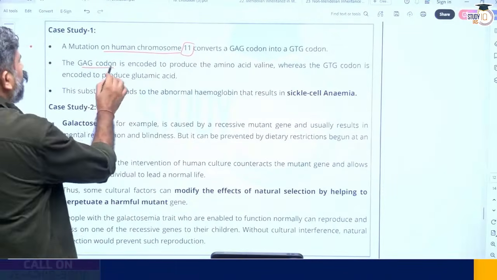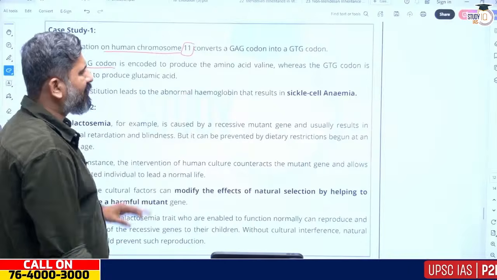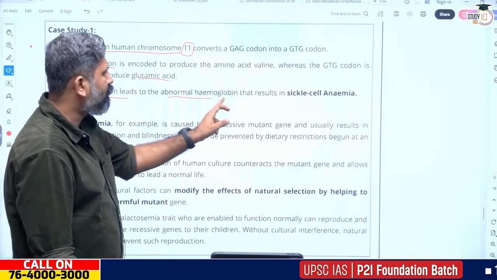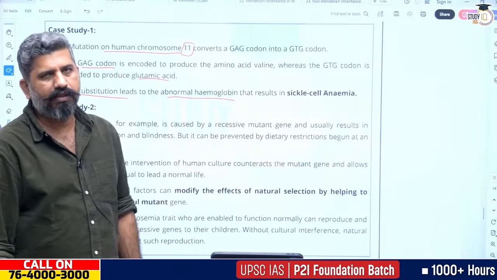Then the GAG codon is encoded to produce what? Amino acid glutamic acid, whereas the GTG is encoded to produce valine. This substitution leads to abnormal hemoglobin that results in what? Sickle cell anemia.